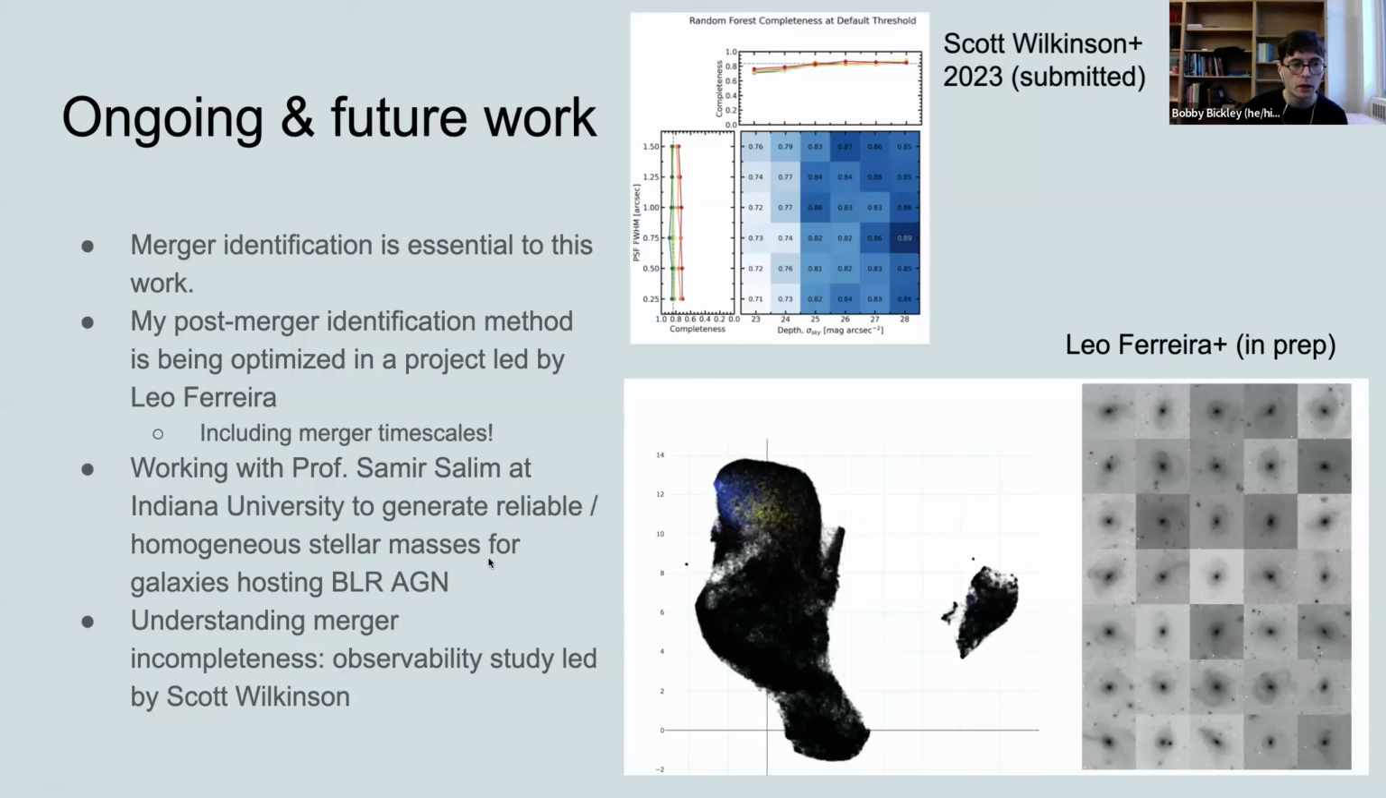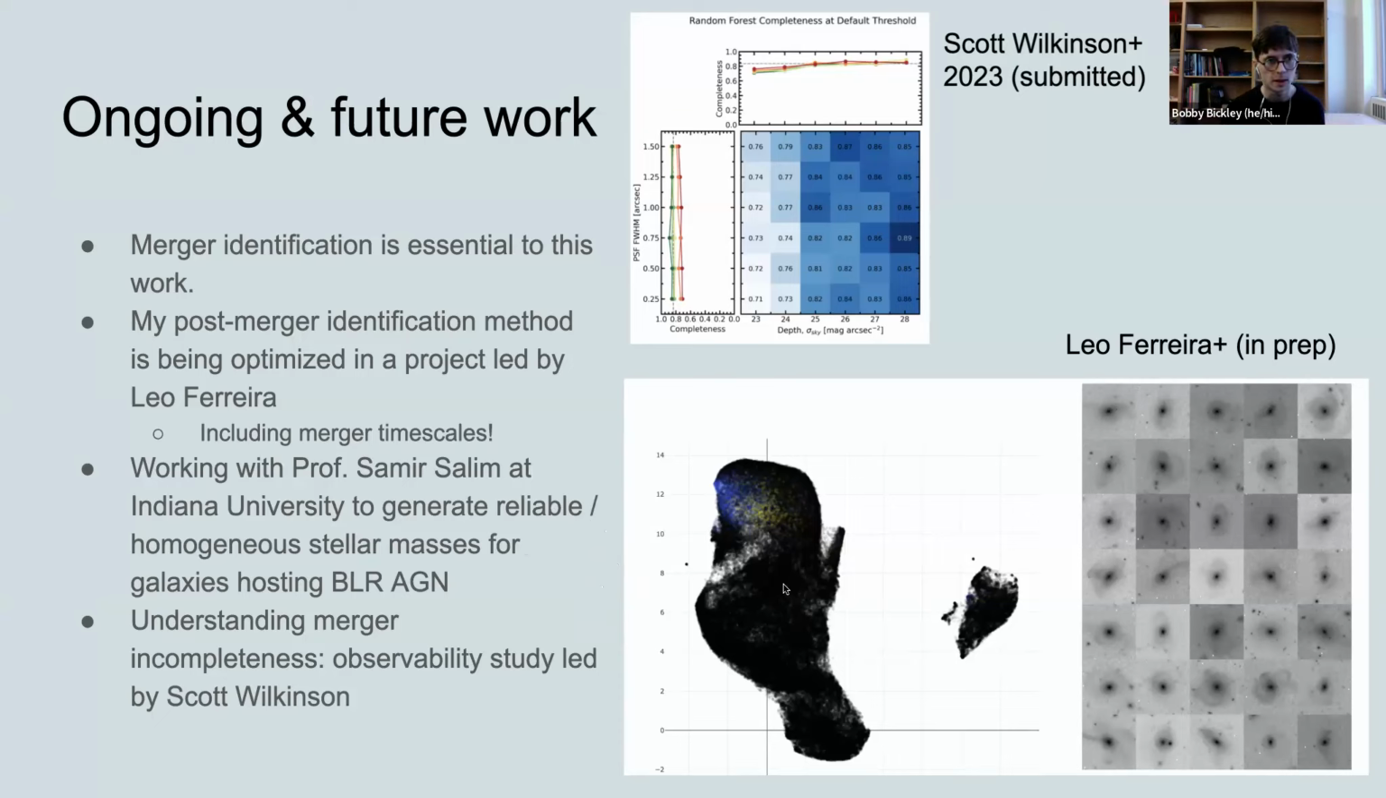Also, I mentioned earlier that we're trying to get stellar masses for these galaxies. I'm working with Professor Samir Salim at Indiana University, who's responsible for the GSWLC stellar mass catalog. Working with him to produce stellar masses for these galaxies that I'm studying so that we can compare them in a way that is a little bit more trustworthy and confident, instead of just comparing the R-band absolute magnitudes of everything.